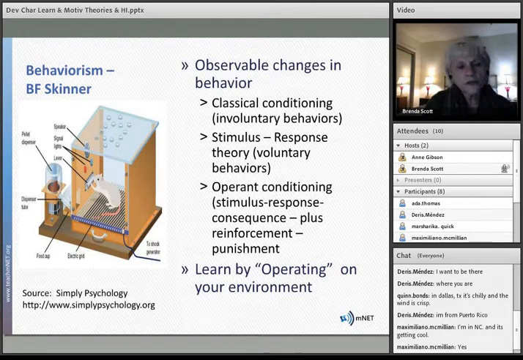The picture I've got here is called a Skinner box, and this is the mouse pressing a button to get a reward, a food reward or a water reward or something like that. So a lot of the behavioral work was done with animals. So that's one of the critiques of behaviorism.